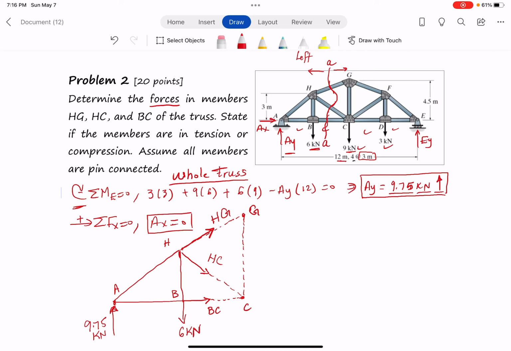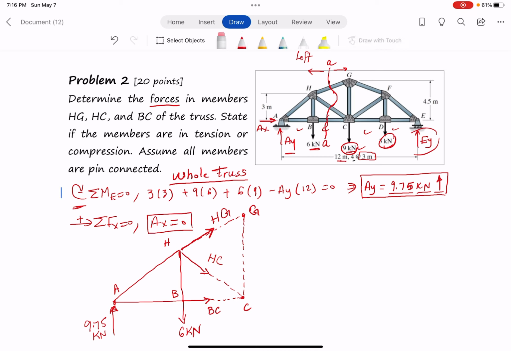This is point C. Again, we don't have to include this force because we did the cut before that force. So this force is not included, and of course the reaction AY at the right is not included. We just do the cut, and we should look to the left, and these are the forces that we should have: 6 kilonewton and 9.75 kilonewton.